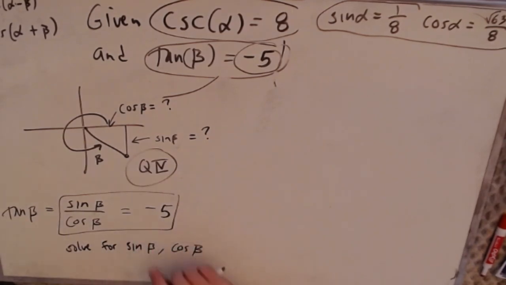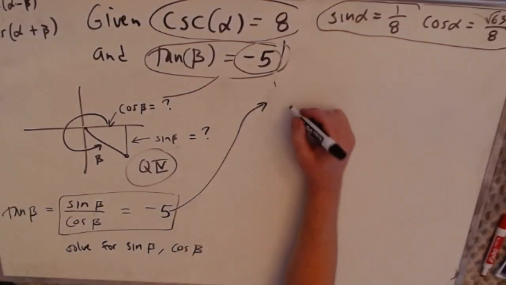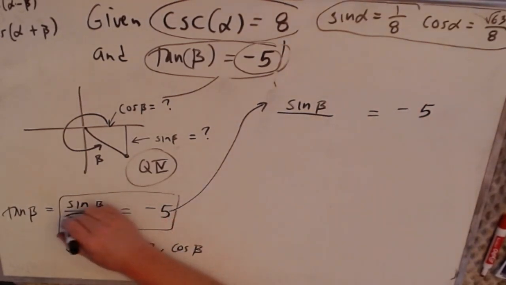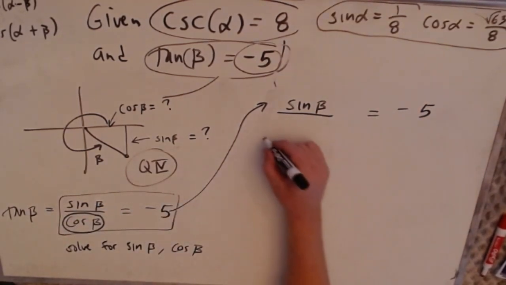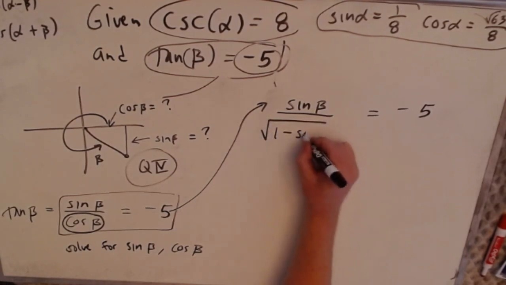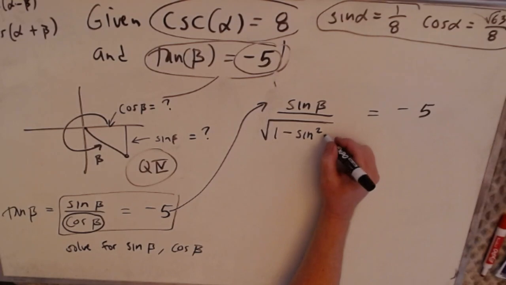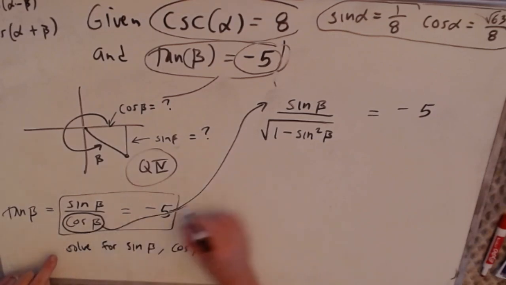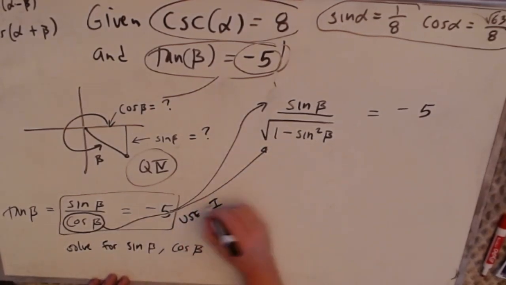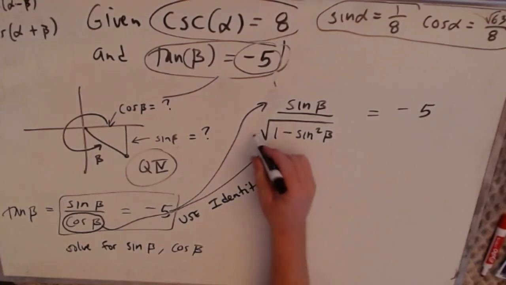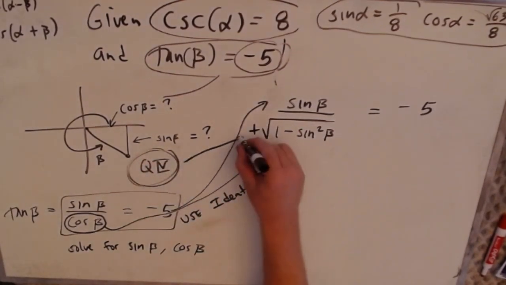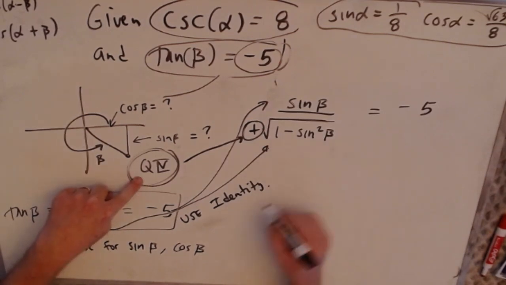All right, this is actually not as easy as it might look. Because there's a sine and a cosine, it's going to be tough. So what we're going to do is get rid of the cosine by writing it as the square root of 1 minus sine squared. That's an identity that I can use to get rid of the cosine. Now, it's positive because we're in quadrant 4. Cosine is positive.